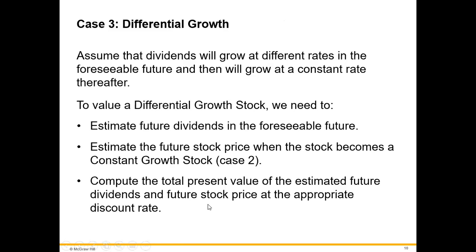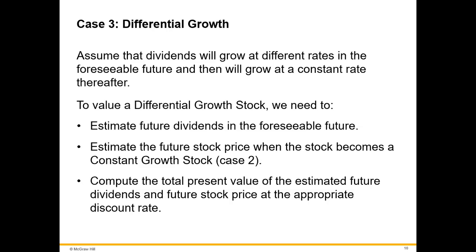Okay, so, just like Emeril, we've got to keep spicing it up and kicking it up a notch, right? So we did no growth, constant growth, now differing growth. So it's a little bit more complex of a calculation, but it's doable. Assume that dividends will grow at different rates in the foreseeable future and then grow at a constant rate thereafter. So sometimes we have that.